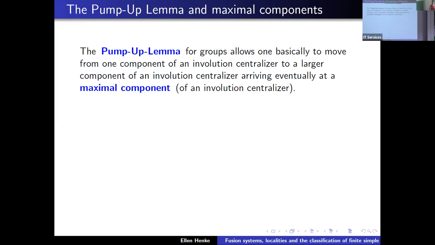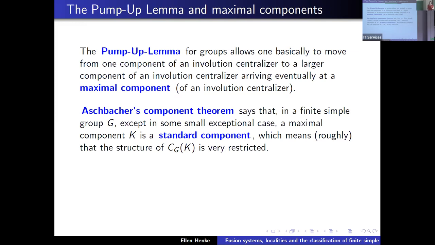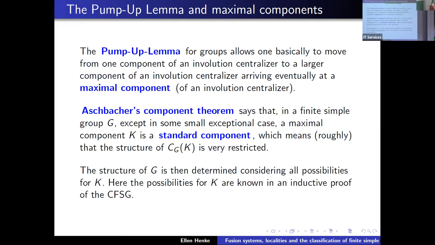Sorry, I'm not going to make this more precise. Aschbacher's component theorem says that in a finite simple group G, except in some small exceptional cases, and except if this maximal component is a component of the whole group, it is a standard component. Again, I'm not going to tell you precisely what that is, but this means basically that the centralizer of this component is very restricted. This is then used to solve standard form problems. This means that in an inductive proof of the classification of finite simple groups, we can assume that we know the possibilities for the quasi-simple group K, and then one moves through it case by case and determines the structure of G from this.